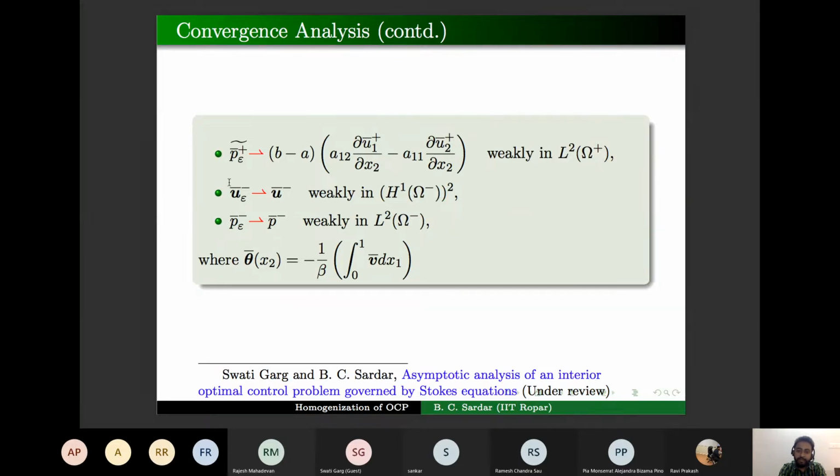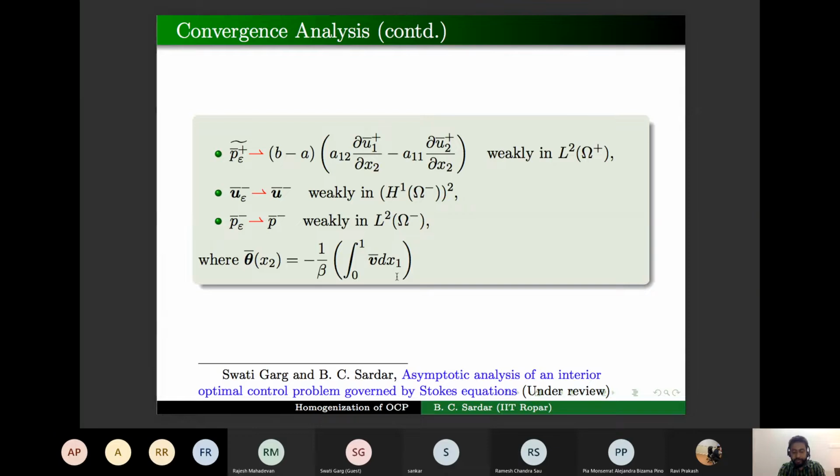Fine, and in the fixed part there is no oscillation, so we'll have weak convergences in the fixed part, where this is the theta bar in this form. Okay, fine. So now I move to another problem. As I said, we have studied the interior control problem, defined on the oscillating part of the region. Now I'm going to introduce another control problem. It's called the boundary optimal control problem.